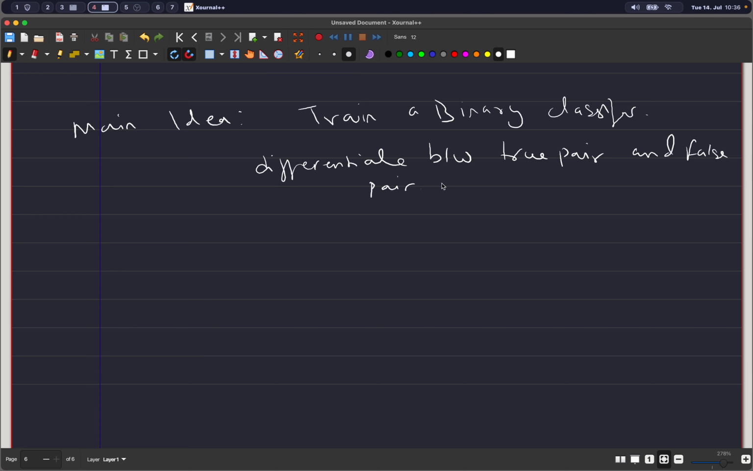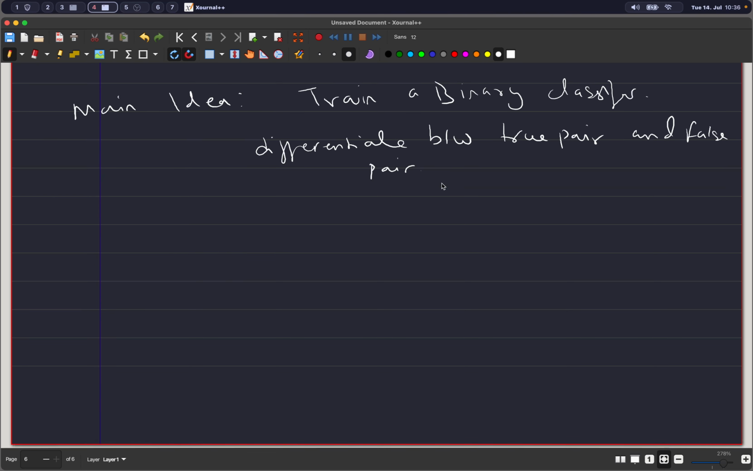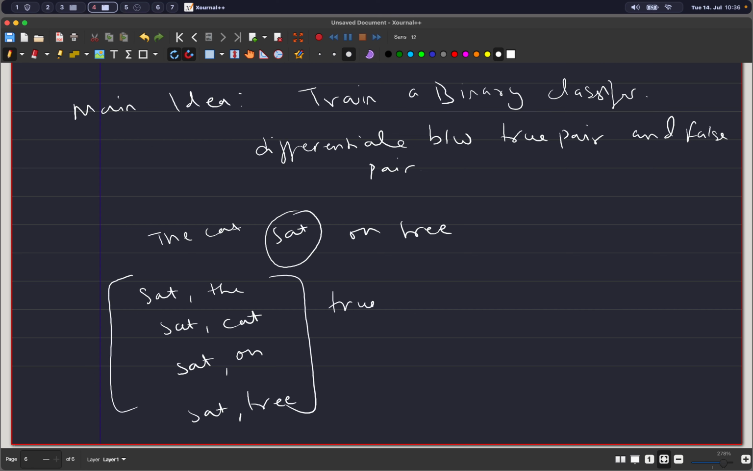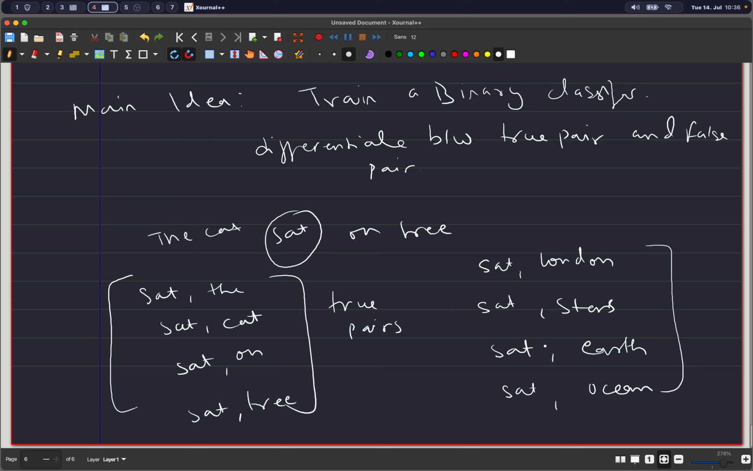It is a little bit confusing to understand, but the main idea is, suppose you have a sentence, again, the cat sat on tree. Now let's say we have a window size of 2 and the center word is sat. When we are making the pairs, they will be sat-the, sat-cat, sat-on, sat-tree. So these are true pairs given a center word. Now let's say somewhere in the corpus you have some other sentence, and we take out some words from that and make a pair: sat, let's say London, sat stars, sat Earth, and sat ocean. These are fake pairs.